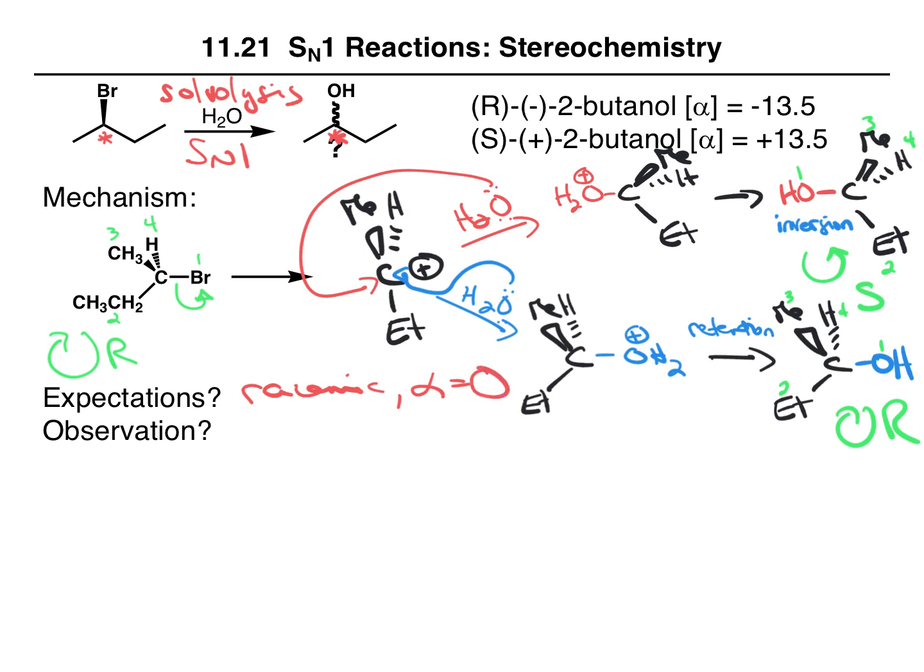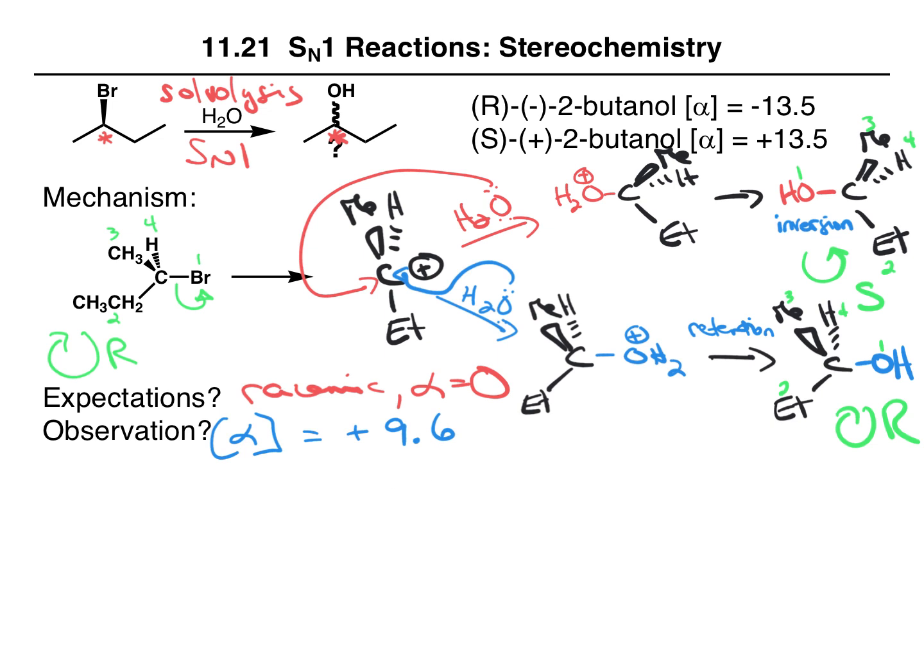If we have the exact same amount of our R product as our S product, this is what we would get. However, what's observed in this case is a specific rotation of plus 9.6. So pure S-2-butanol has specific rotation of plus 13.5. R is minus 13.5. We got neither, right?